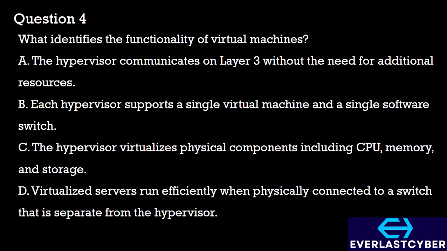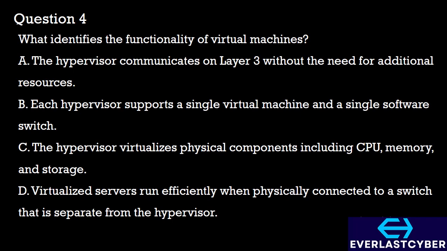In option A, hypervisors don't operate solely at layer 3, which is the network layer. Instead, they abstract and virtualize physical hardware components and network communication, and this can involve various layers of the model. In option B, the hypervisor can actually support multiple virtual machines, so option B is out because it says it supports a single virtual machine and a single software switch, but this is not true.